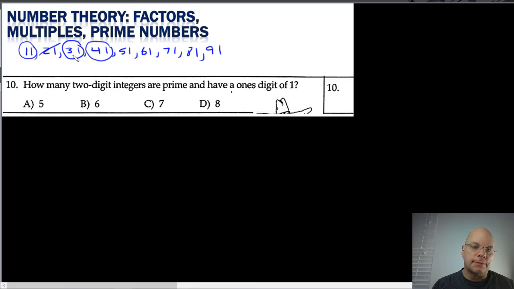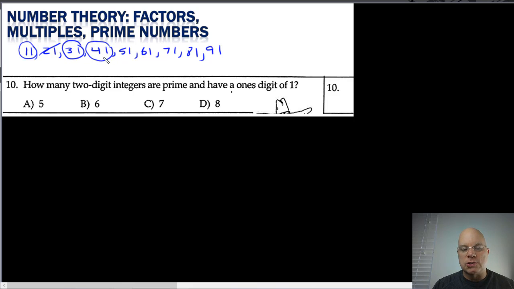I know 31 is not a multiple of 2. It's not a multiple of 3: 3 plus 1 is 4. It's not a multiple of 4 because it's not a multiple of 2. It's not a multiple of 5 because it doesn't end in 0 or 5. If it's not a multiple of 2 or 3, it can't be a multiple of 6. And I can stop checking because 6 times 6 is 36.